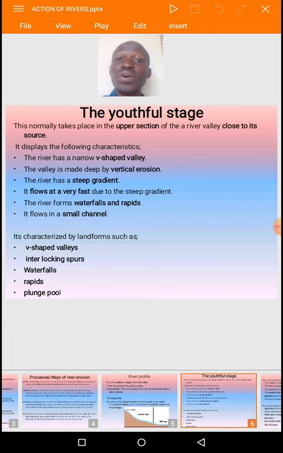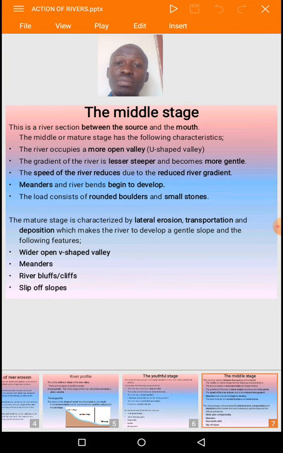Then the channel is small. Like I've said, you can jump from one bank to the other, across it. There are some landforms: V-shaped valley, interlocking spur, waterfalls, rapids, which you are going to dig into during your research.